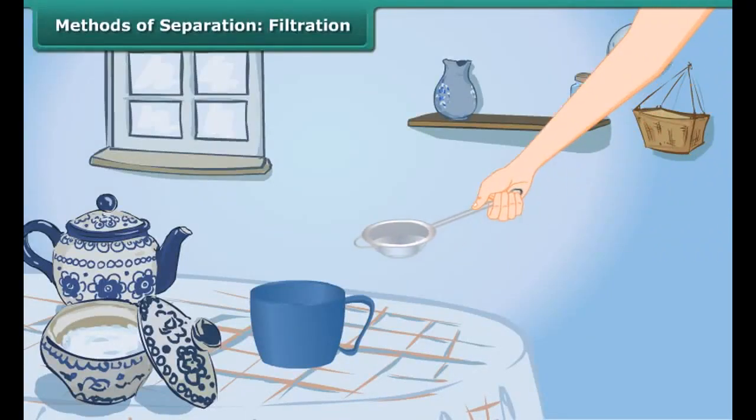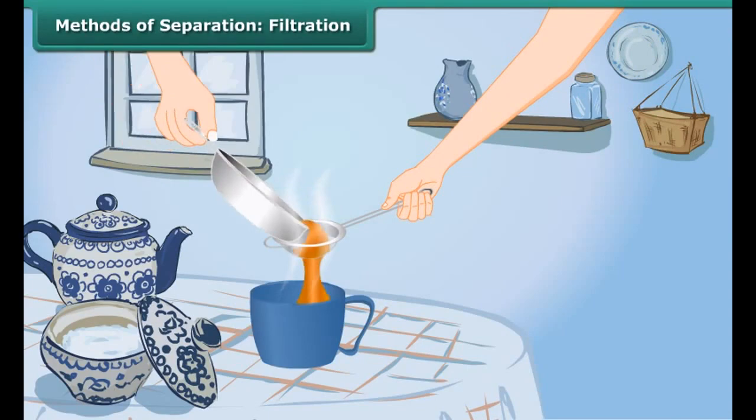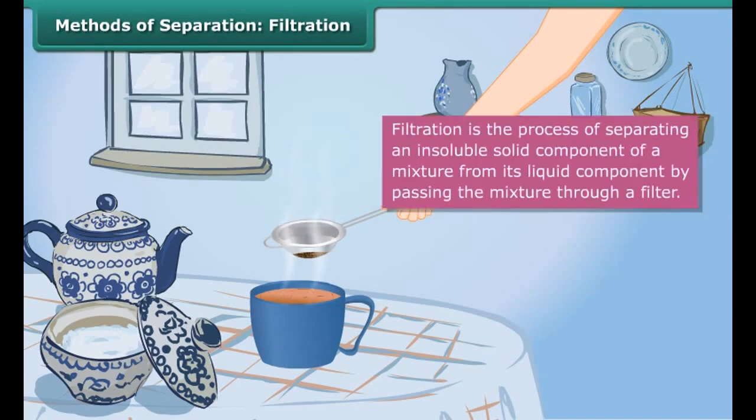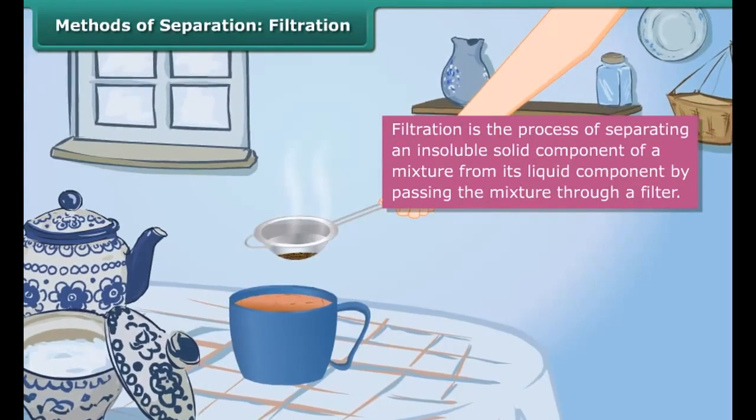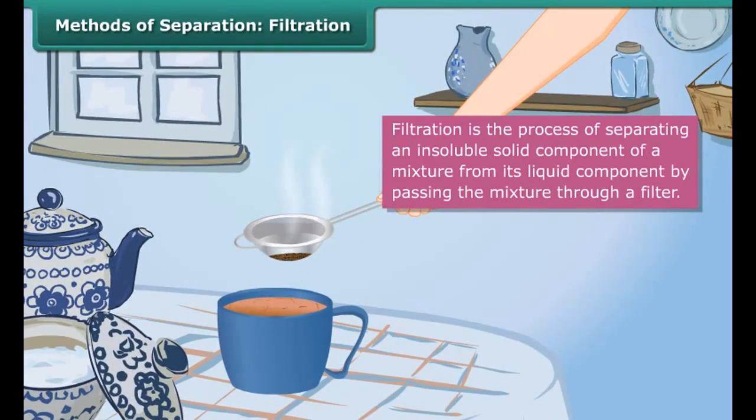Jack separated the upper layer of water from the mixture by gently pouring the clear water into another beaker without disturbing the sediment. This process of separation of a liquid from the sediment is called decantation. Similarly, there are other separation methods too. Let us discover them in this module.